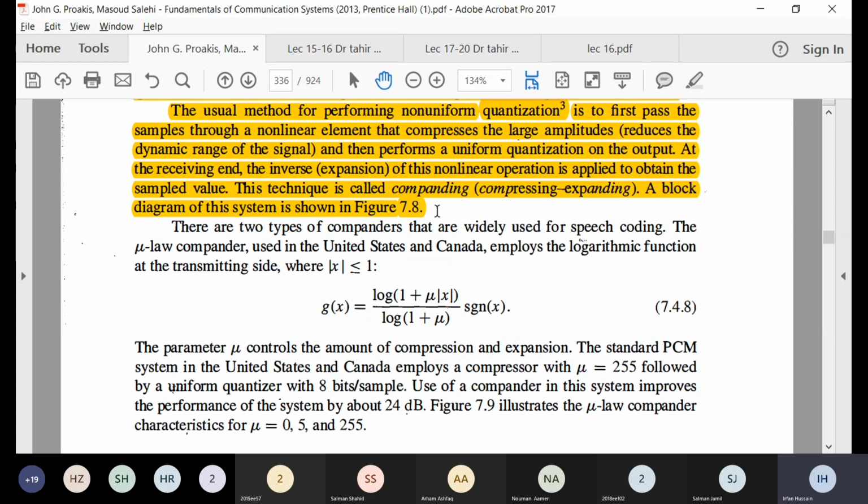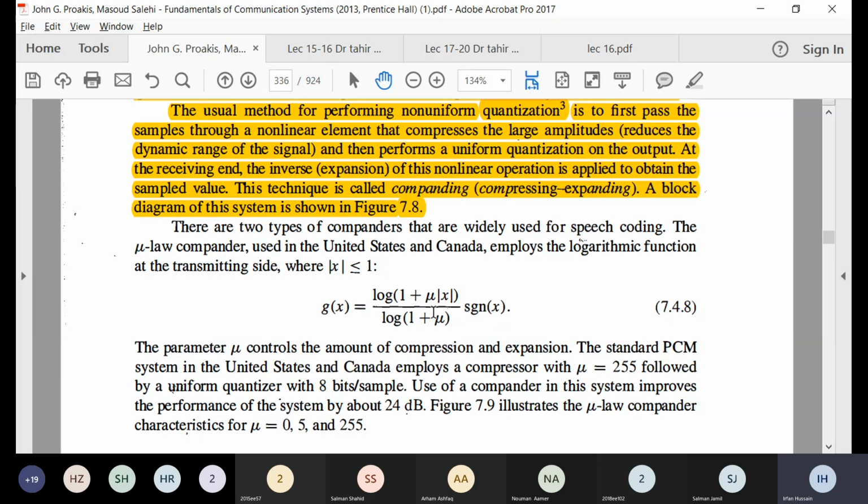This compressor and expander together are called a compander, or a companding technique. In industry, companding is performed by a mu law compander. There are two types of compander. One is the mu law compander used in the USA, Canada, and also Japan, and it employs a logarithmic function for compressing. Log has the property that smaller values are enhanced and higher values are reduced. That log operation is used here, and different values of mu give different types of compression.